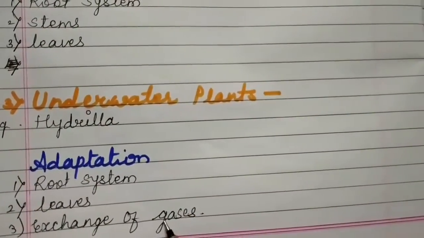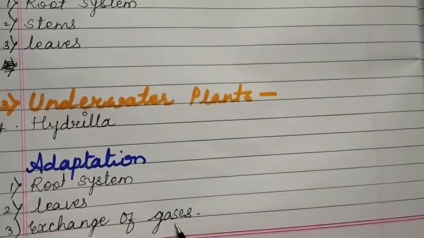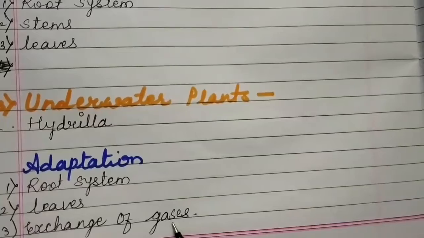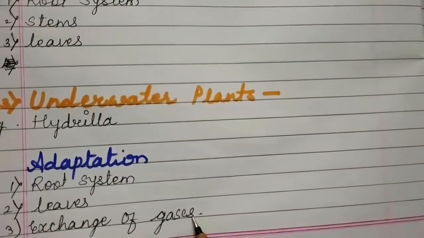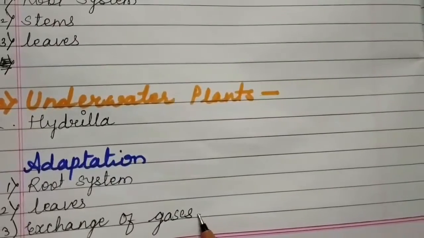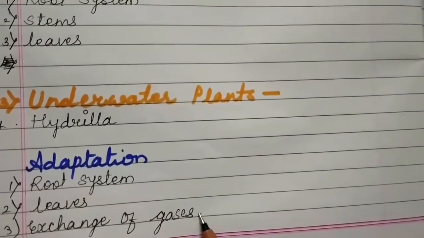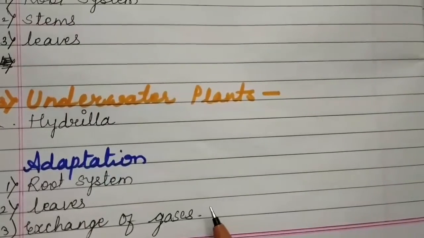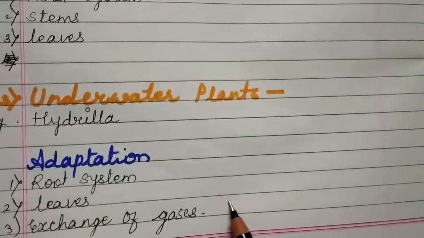Third is the exchange of gases. So the exchange of gases takes place in the underwater plants through the dissolved gases in the water, means oxygen is dissolved in the water, and through this dissolved oxygen the underwater plants can exchange their gases.